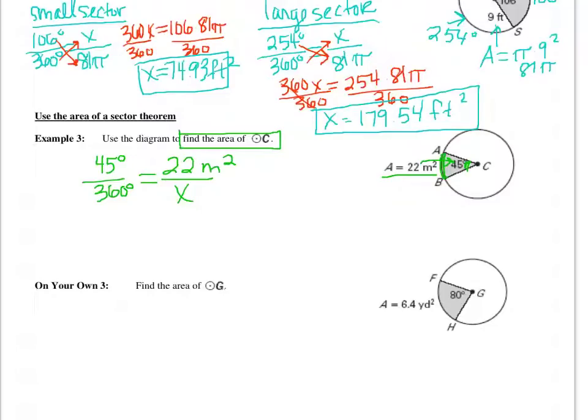So we've got this all set up. We know this is going to be a meter squared, our answer is. So let's cross multiply to solve this. I'll cross multiply here and here. So I have 45x equals 22 times 360. Divide both sides by 45.